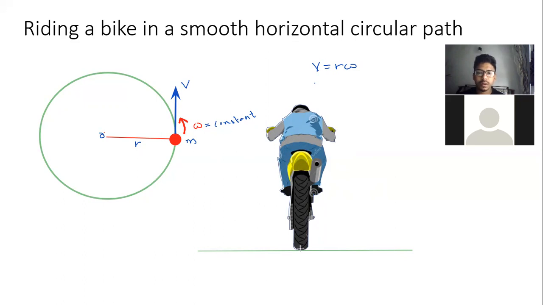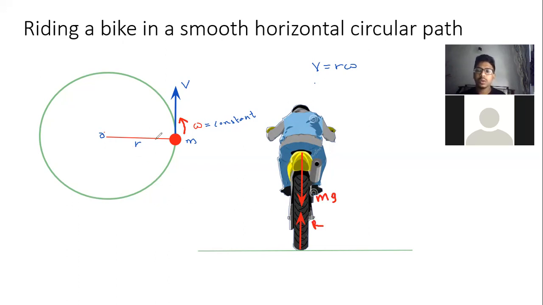Now here, if you mark the forces, the weight will be vertically downward from the center of mass, from the center of gravity actually. The weight is vertically downward from the center of gravity of both bike and the rider. Okay, and the normal reaction force will be like this. So if I mark only these two forces, there are only these two forces. This is mg and this is R.